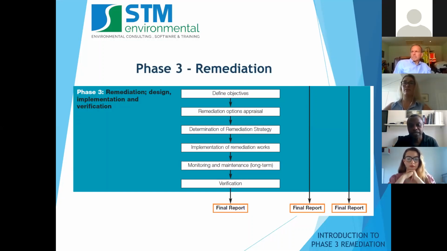Implement the works and determine whether or not you need to do long-term monitoring, if there's ground gases involved, kind of thing. Verify that works have been successful and have been carried out according to your plan, and then that final report, again, is to discharge the occupation condition, usually of a planning condition.